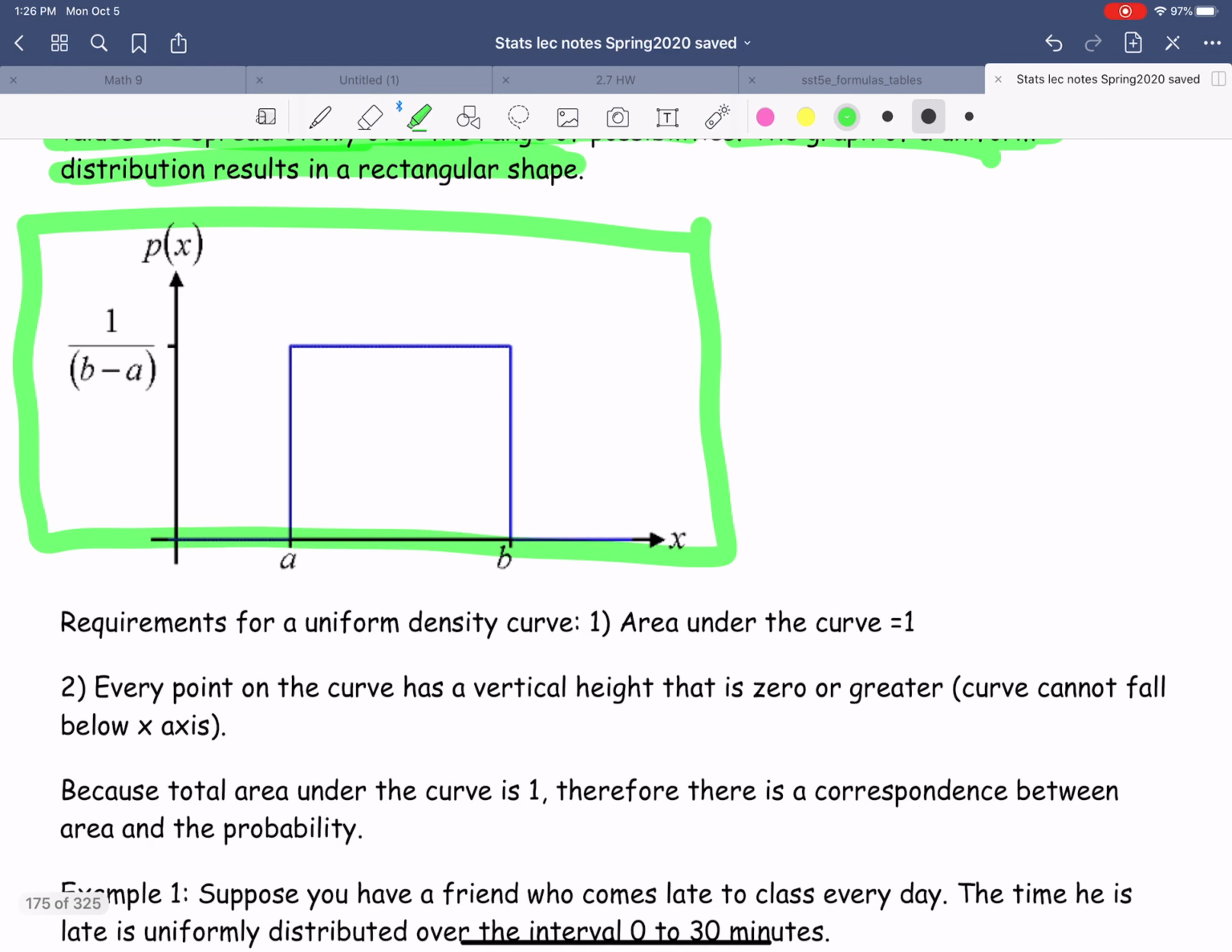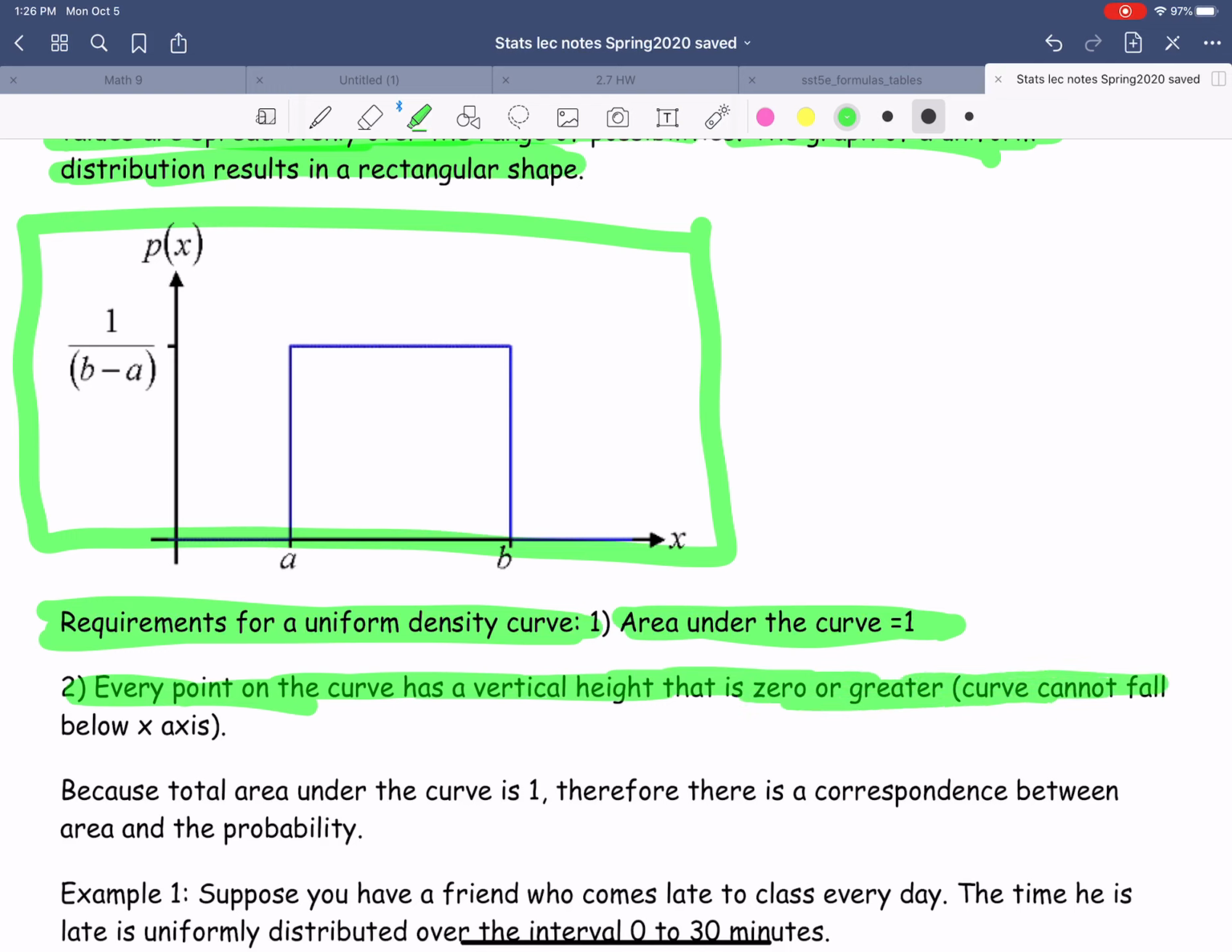There are two main requirements for a uniform density curve or uniform distribution. First, the area under the curve is 1. Second, every point on the curve has a vertical height that is 0 or greater. The curve cannot fall below the x-axis. Because the total area under the curve is 1, there is a correspondence between area and probability.